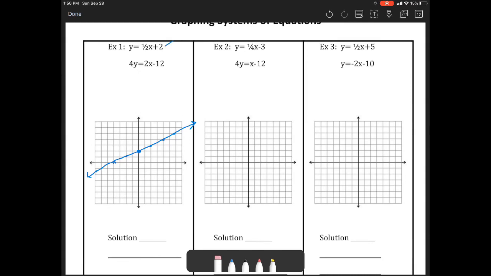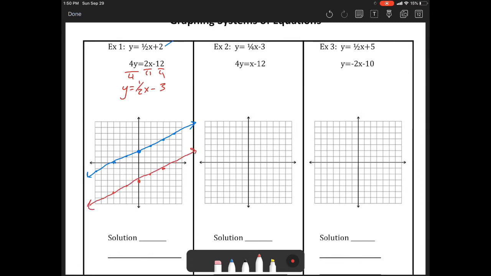So now I'm going to make this one make sense. I'm just going to divide by 4, divide by 4, divide by 4, which gives me y equals 1/2 x minus 3. Okay, so now I'm going to plot that one. So I got 1, 2, 3, up 1 over 2, up 1 over 2, up 1 over 2, down 1 over 2, down 1 over 2, and down 1 over 2.